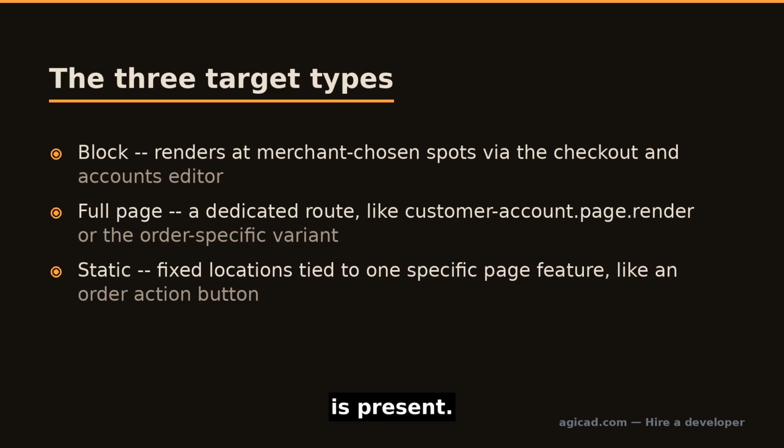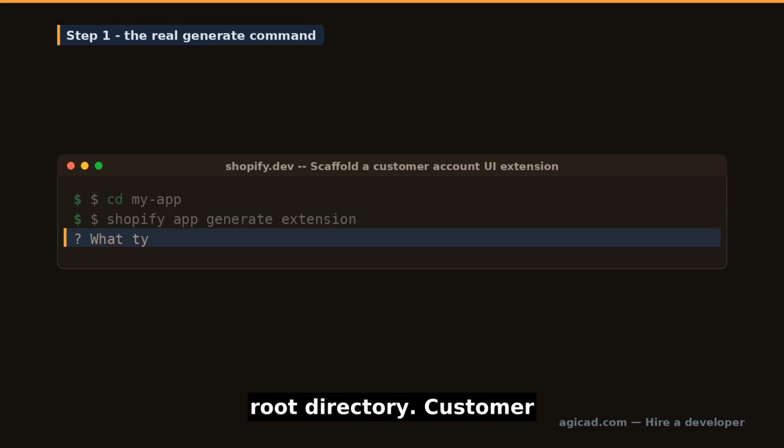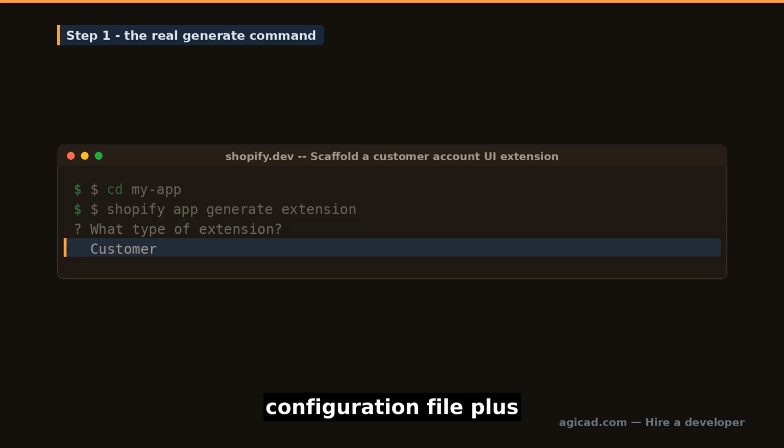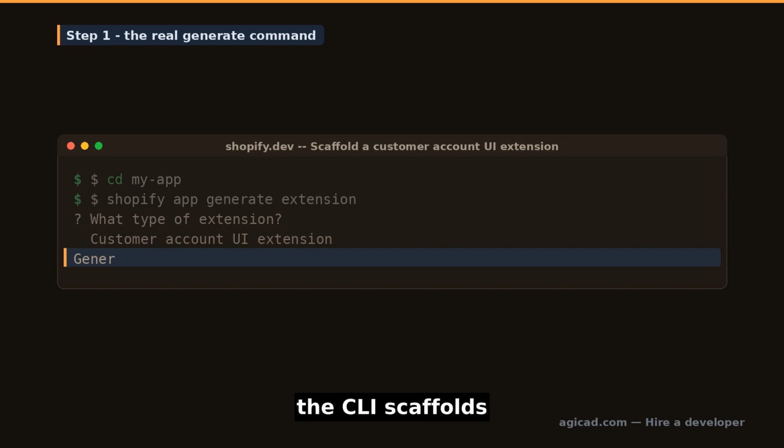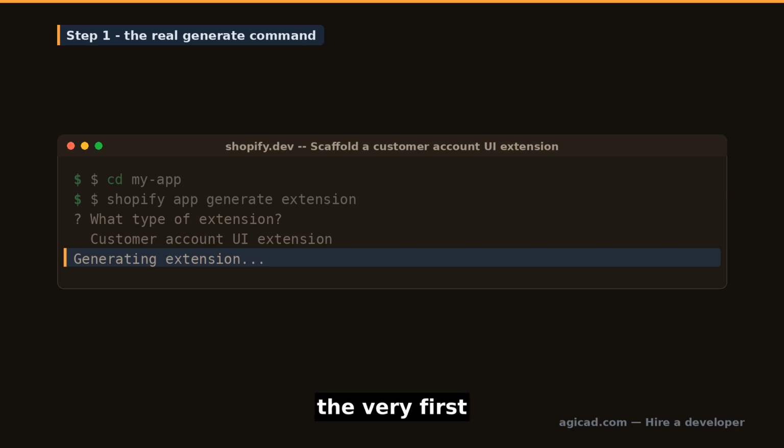The real starting command, straight from Shopify's Getting Started section: shopify app generate extension, run from your app's root directory. Customer account UI extensions require a TOML configuration file plus TSX or JSX files containing Preact-based extension code, and the CLI scaffolds all of it, essential configuration, starter files, the works, so you're editing CLI-generated code from the very first step, not building the skeleton yourself.